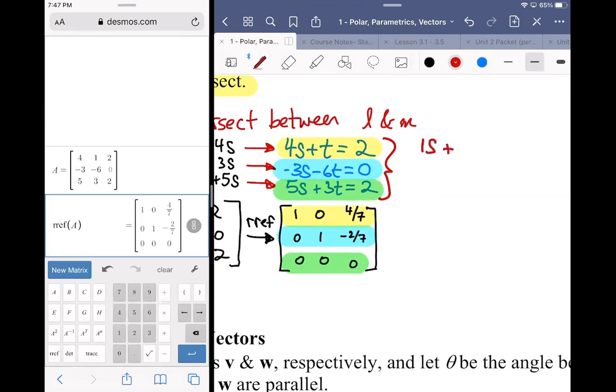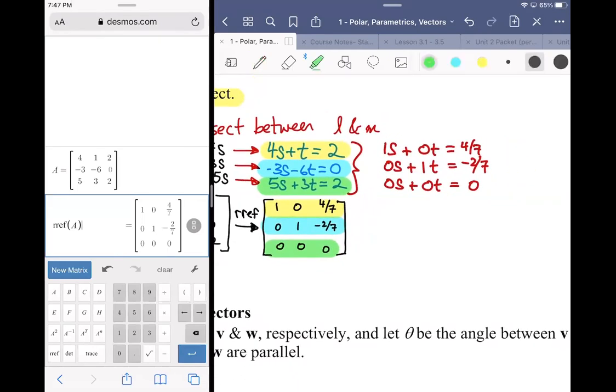All right, but what I can write is 1s plus 0t is equal to 4 sevenths. 0s plus 1t is equal to -2 sevenths. And then 0s plus 0t is equal to 0. That tells me that s would be 4 sevenths, and t would be equal to -2 sevenths.